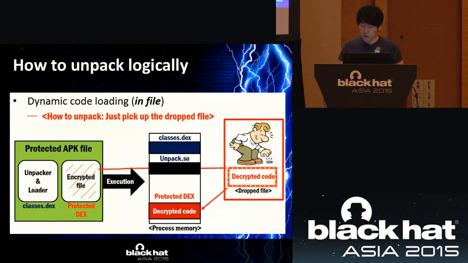Okay, now I will talk about how to logically unpack these packed Android applications. This is a picture we've seen in the previous slide. As you can see, the red line box represents the weakness of this packing mechanism. The weakness of this mechanism is that it drops a file that has decrypted Dex, so you can just pick up the dropped file like picking up a coin. It's simple.